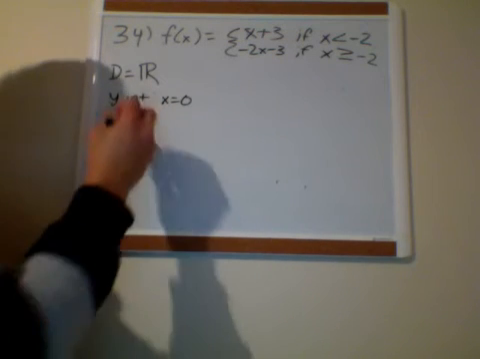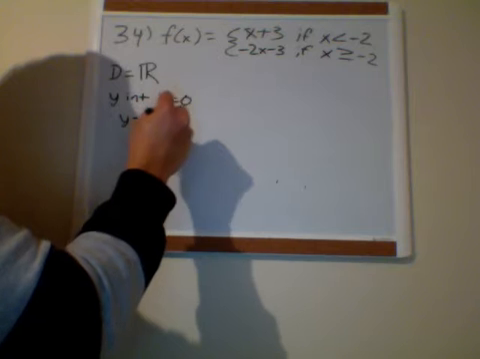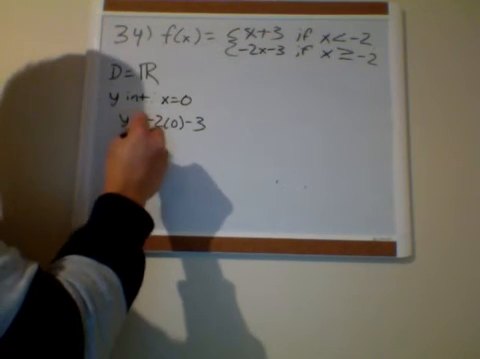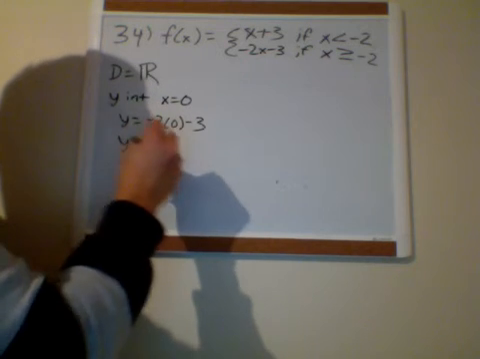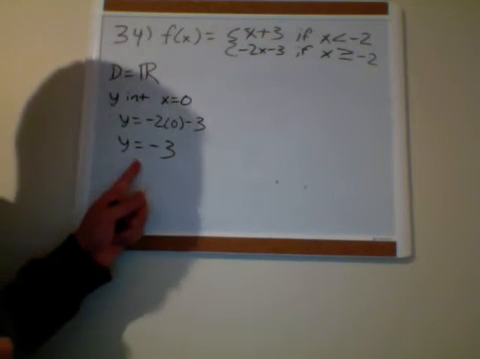Okay? So my y-intercept is y is equal to -2 times 0 minus 3. Y is equal to -3. Okay? So that is my y-intercept, -3.